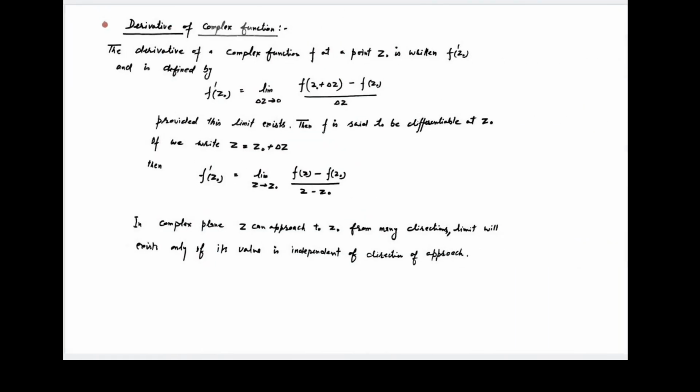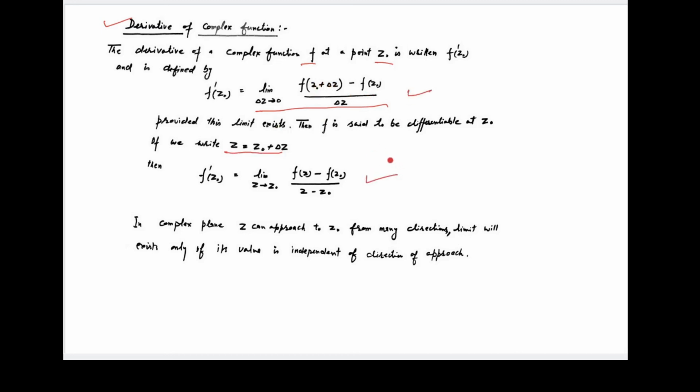Next is derivative of complex function. So derivative of a complex function f at any point z0 is written f dash z0, and it is defined by f dash z0 equal to limit delta z approaching 0 of f of z0 plus delta z minus f of z0 upon delta z, and function f is called differentiable if this limit exists. And if we substitute z0 plus delta z equal to z, this relation can be written as this.